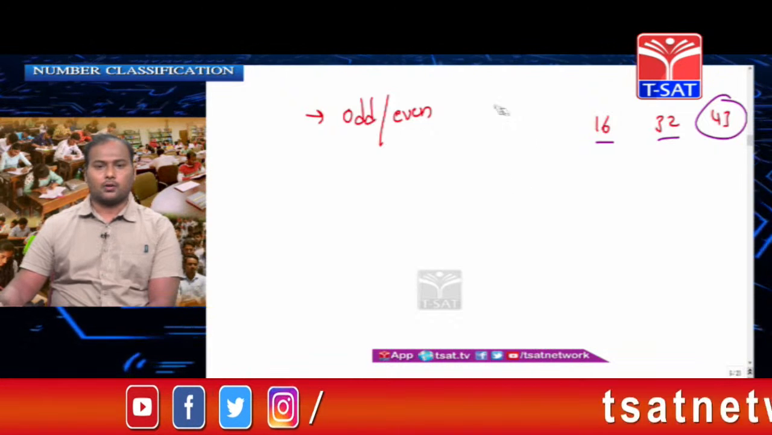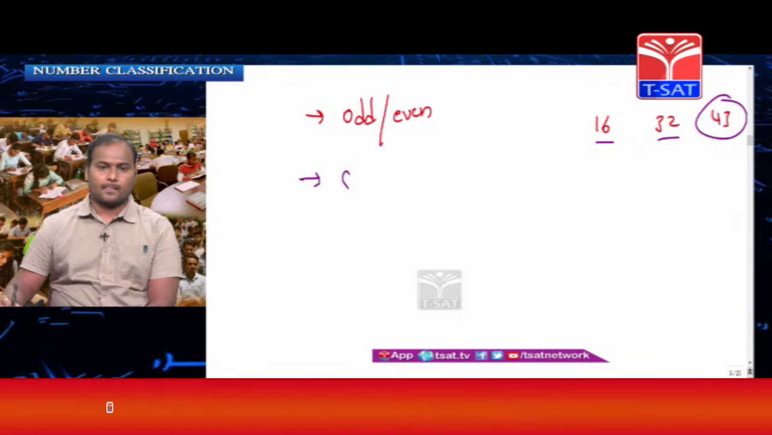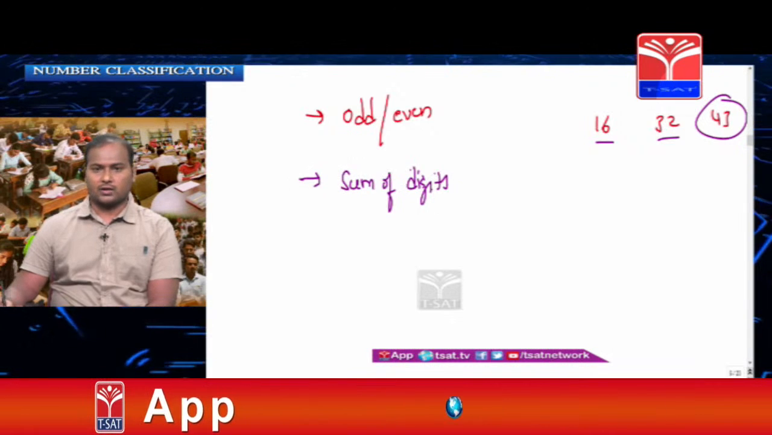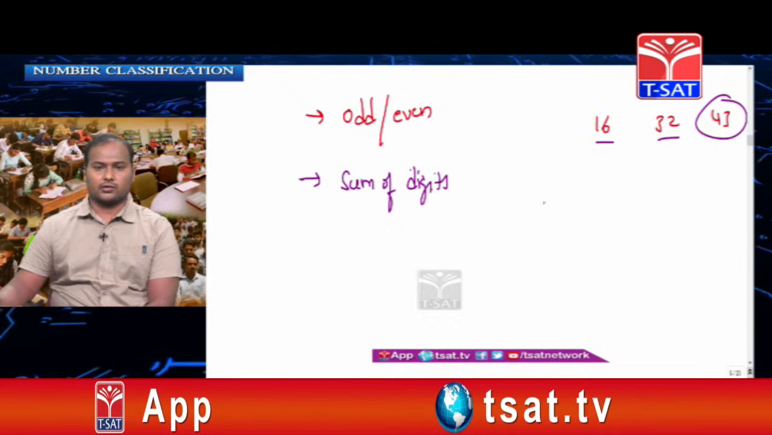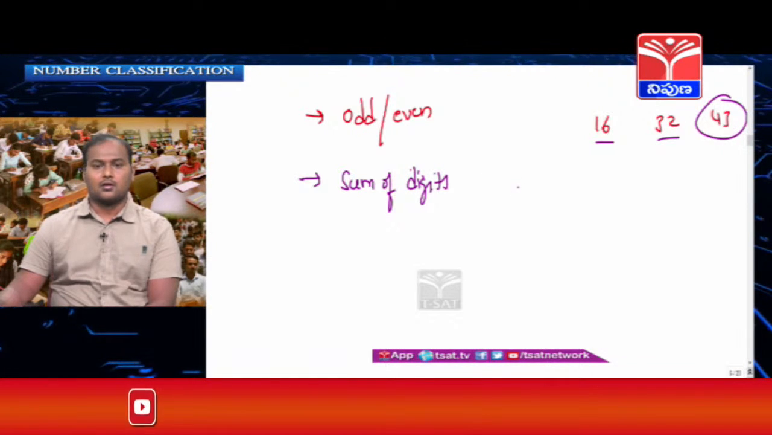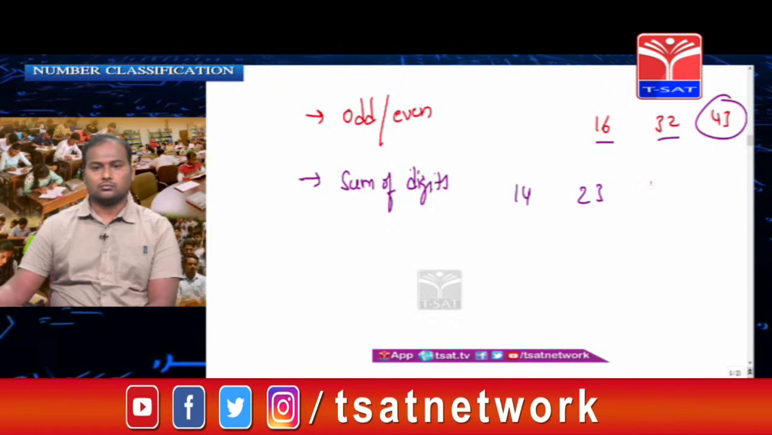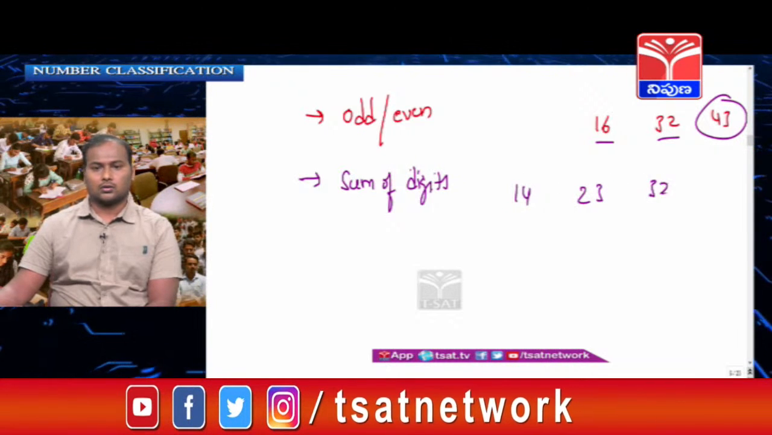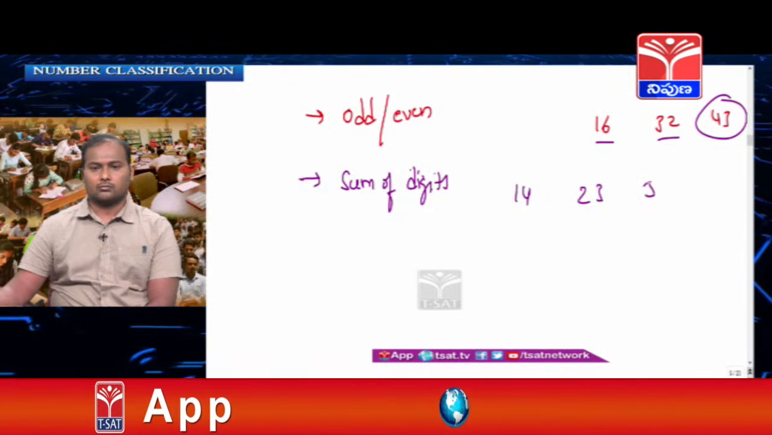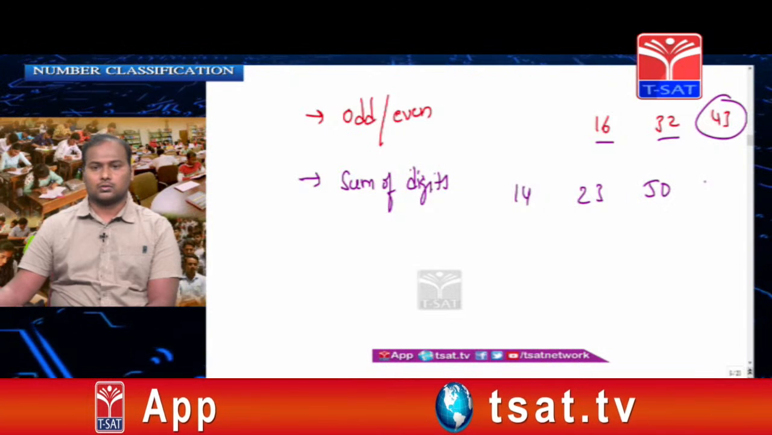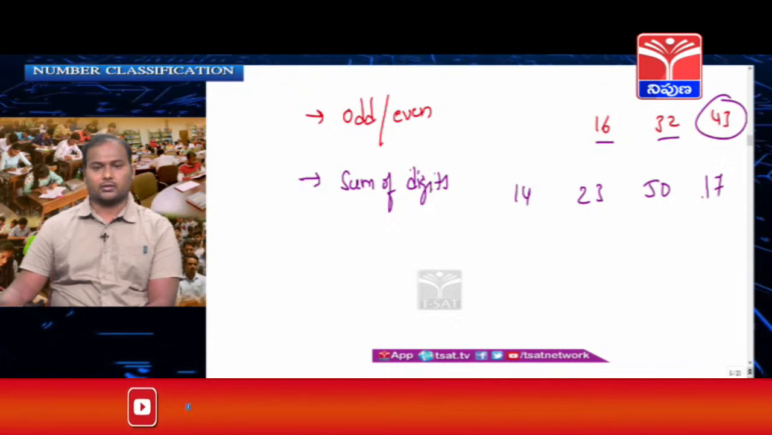And the next very important area we need to focus on is sum of digits. This is very important. We can expect questions based on sum of digits. Let's try to see what type of questions we can expect. For example, 14, 23, 32 or 50 or like 17. Now we'll ask, try to classify it.